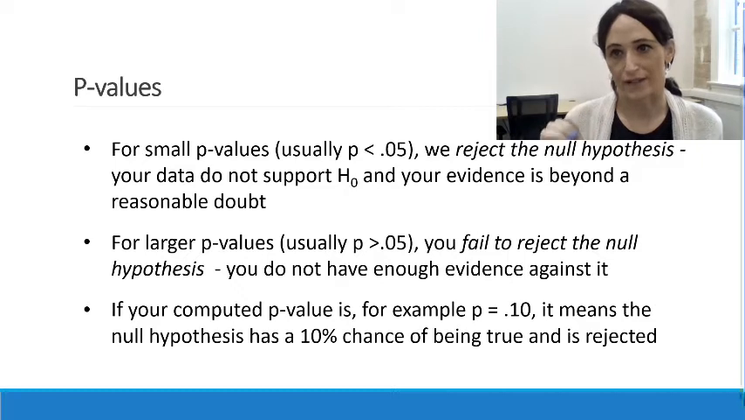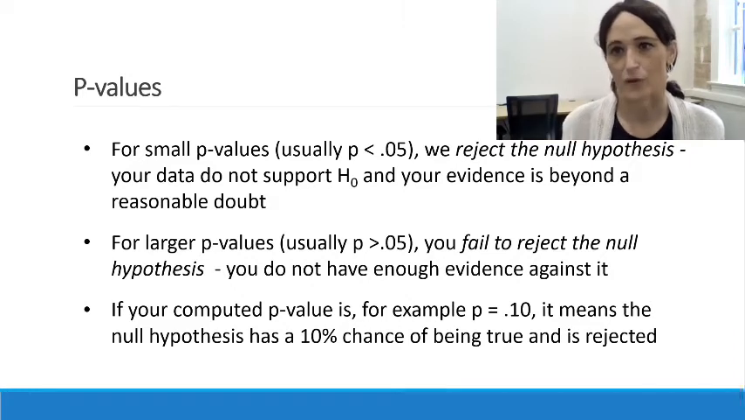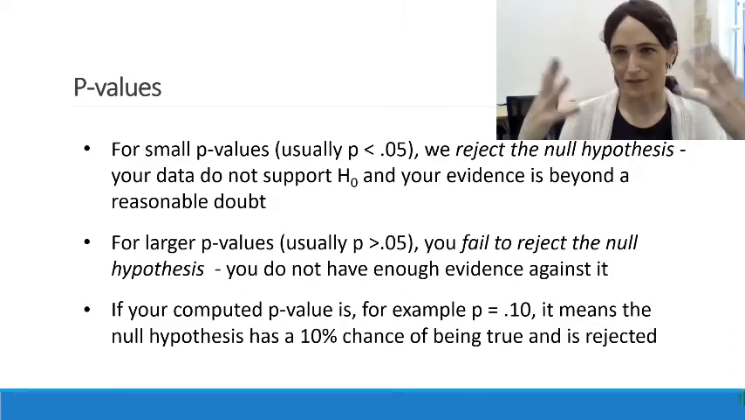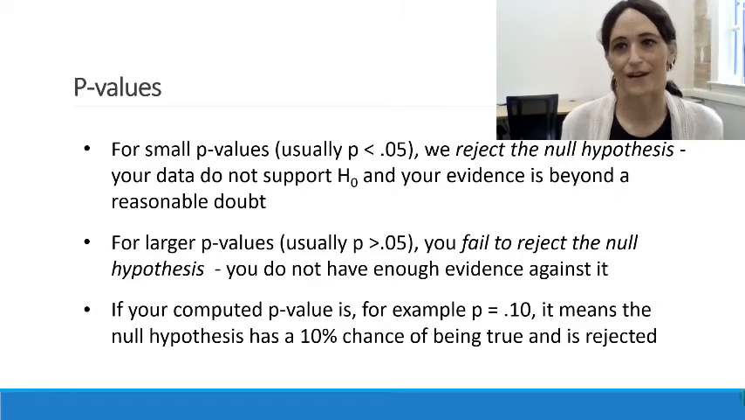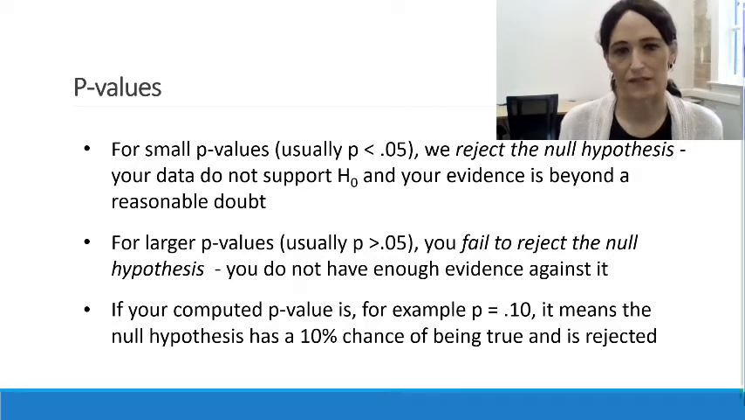Now, this is changing a little bit in the era of big data, because as we get bigger and bigger samples, it's more and more likely that we're going to get a p-value that low. So medical science is still kind of hung up on this 0.05, as we'll talk about, but that's the criteria that we're going to use for saying something is statistically significant.